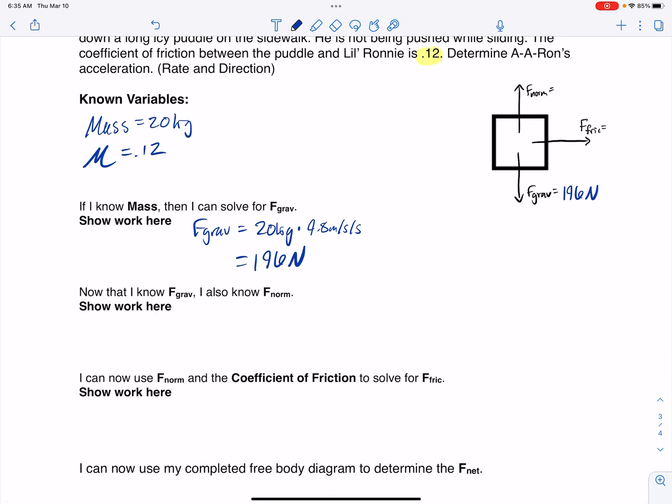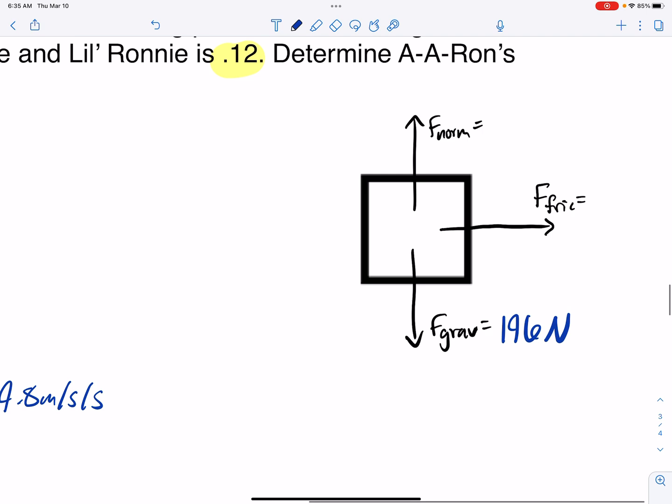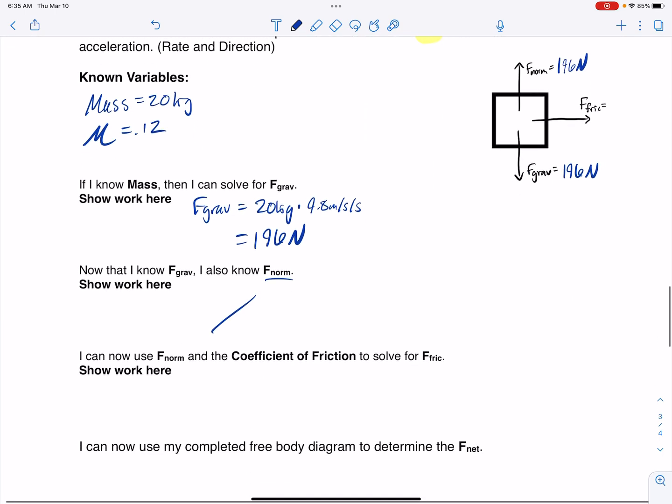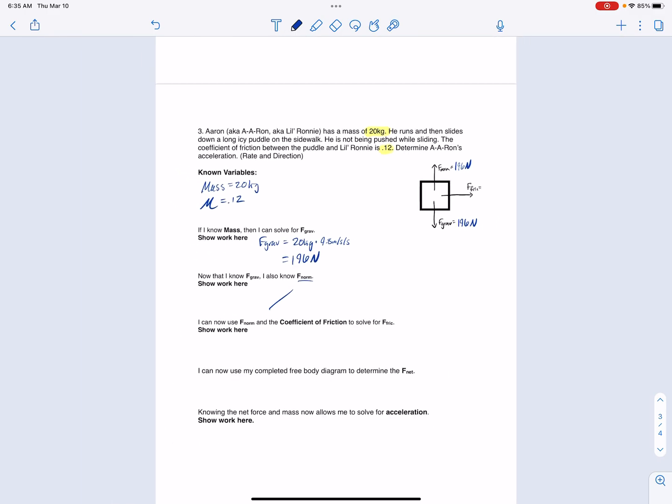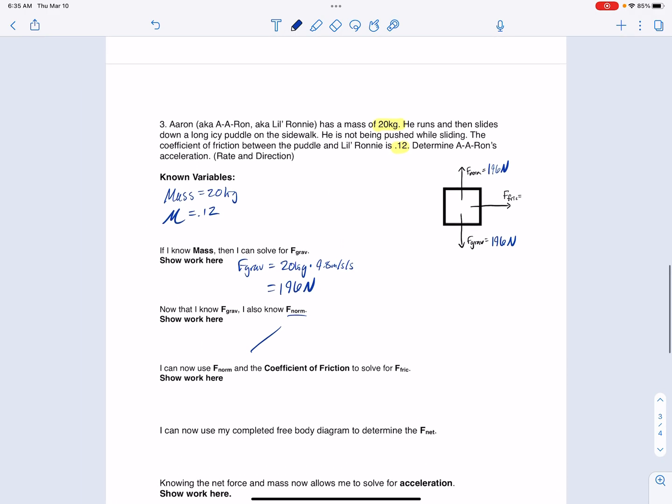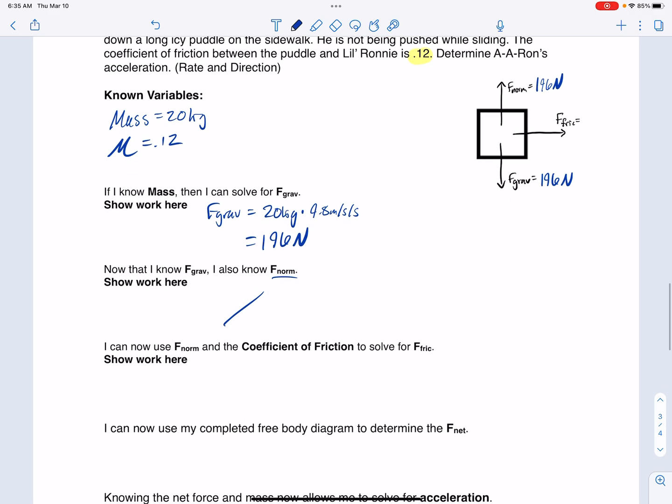All right. And oh man, here comes Norm again. We know that if we know the force of gravity, we automatically know the normal force. They're always equal to each other no matter what. So there's a little cheat code for us. I can just, no math involved, plug in 196 newtons up there. And it says we can now use the normal force and the coefficient of friction. We know two things, we can solve for the third.